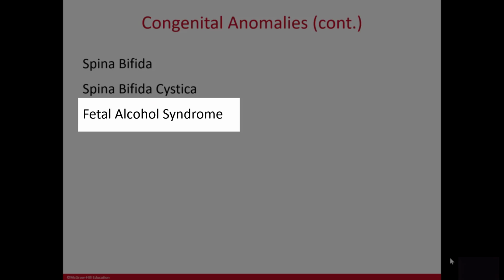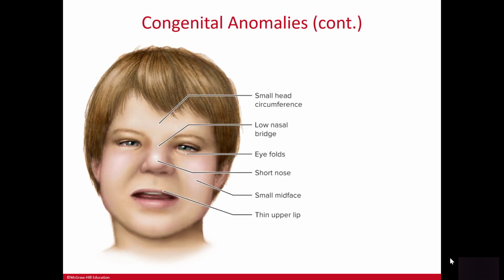Fetal alcohol syndrome is the third most common cause of mental retardation in newborns and occurs when a pregnant woman drinks alcohol. Typical features include small head, narrow eyes, flattened face and nose, mental retardation, and impaired growth. Pregnant women are strongly discouraged from consuming alcohol.